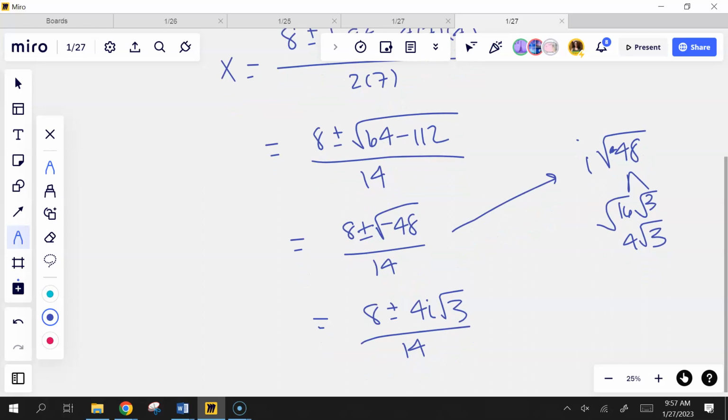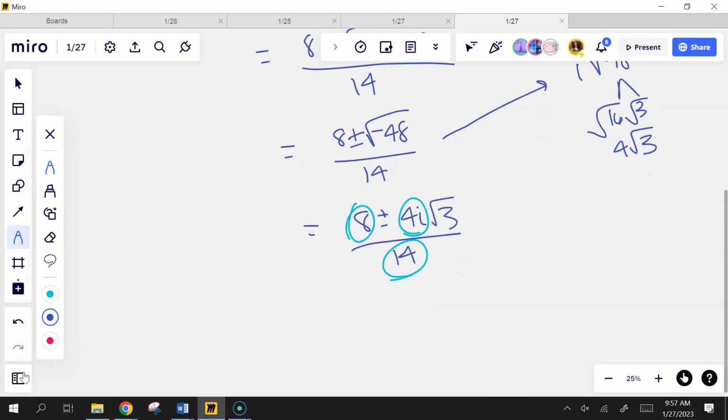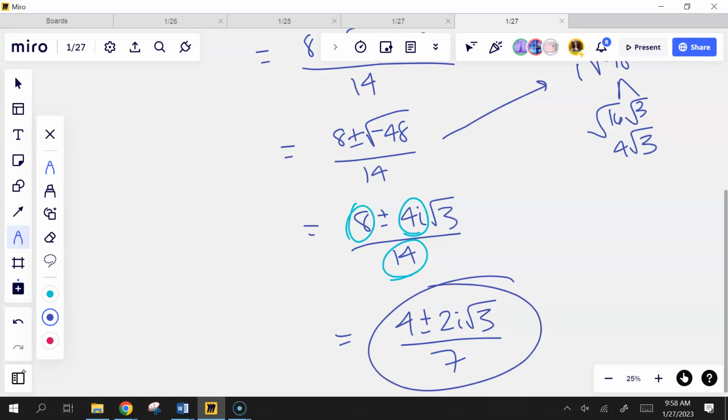And now, and I think this is where you were asking the question, can you simplify even though it has an i, and the answer is yes. As long as I can divide all 3 of these by the same thing, I can simplify. So what's the greatest common factor I could divide them all by? 2. And it would leave me with 4 plus or minus 2i root 3 over 7. Final answer. You can't do anything else with it. And you can split it up if you wanted to, but unless this ends up being an even square root, you don't need to split it up.